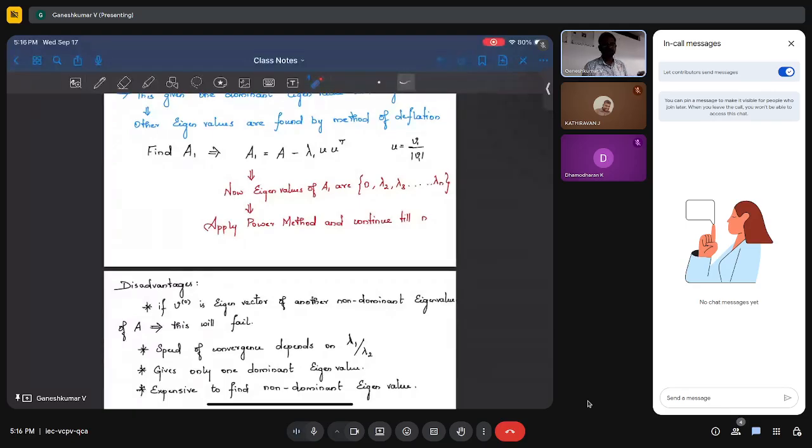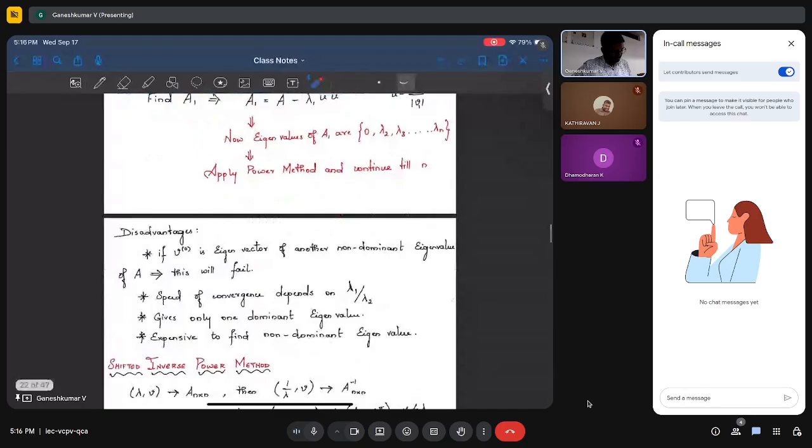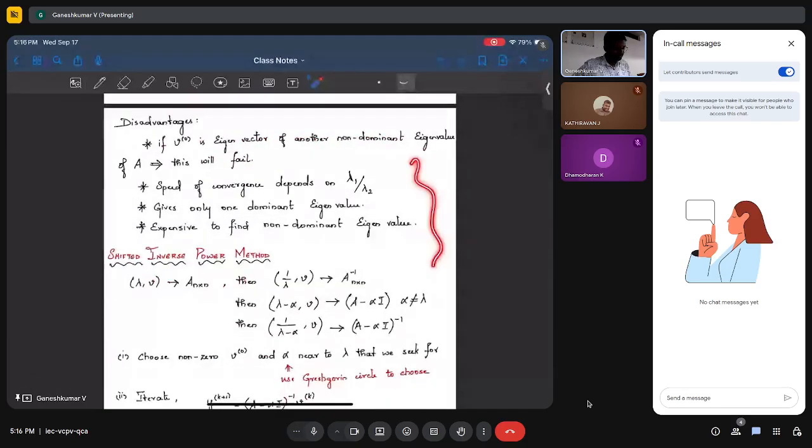So you repeat this entire power method again until you find all the eigenvalues. There are some disadvantages. As I said, the speed of convergence also matters, because if the eigenvalues are very distant, then you can converge quickly. If lambda 1 and lambda 2 are different eigenvalues but very near to each other, it will take a lot of time to converge.